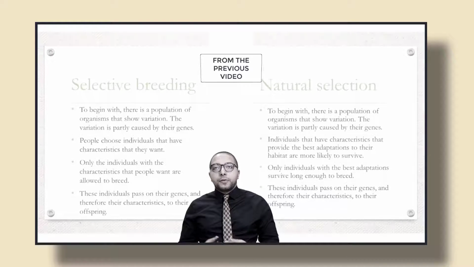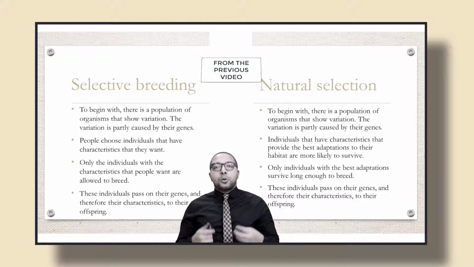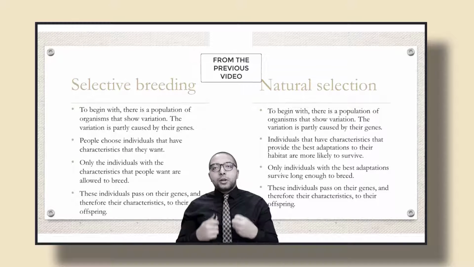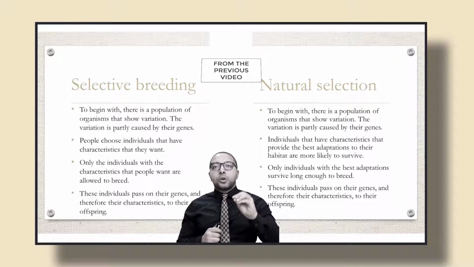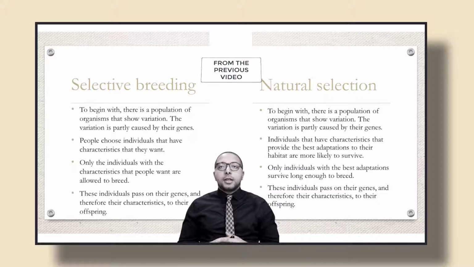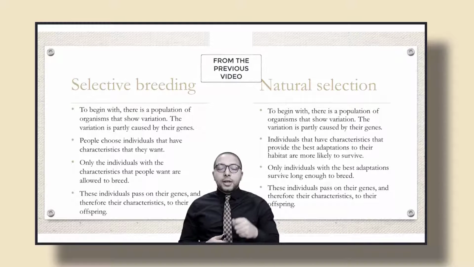For both of them, we have a population of organisms that show variation, and the variation is based on the genes. For selective breeding, humans are the ones who decide which organism is going to breed in order to pass this characteristic to the offspring. On the other hand, in natural selection, it's only nature which decides which characteristic will be passed.